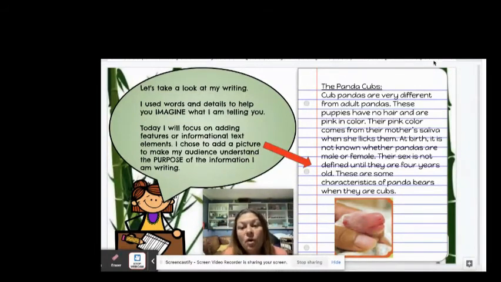Because my chapter 1, remember last lesson, we did a table of contents. We wrote about one of the chapters, chapter 1. Mine was panda cubs, right? Do you recall? I hope so. But if not, it's okay.